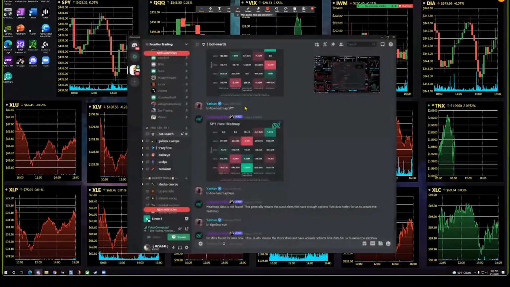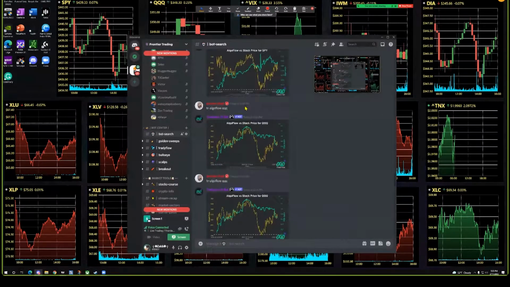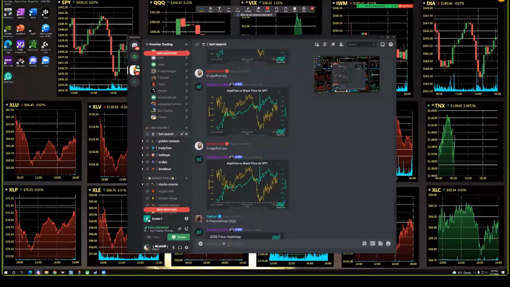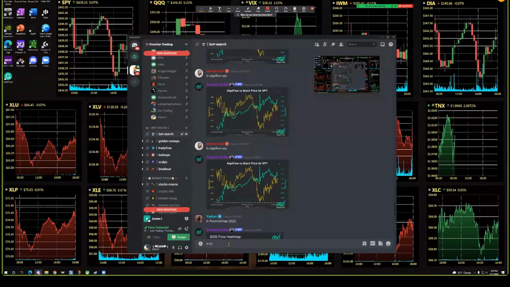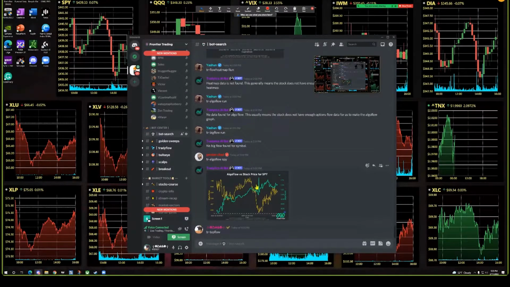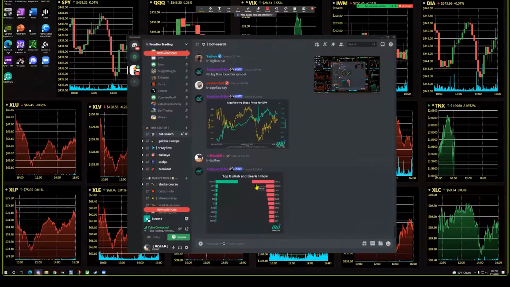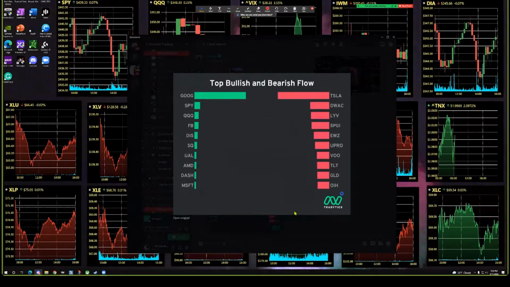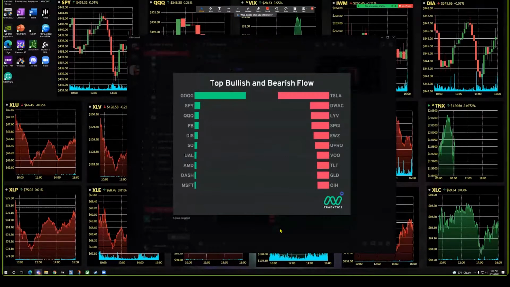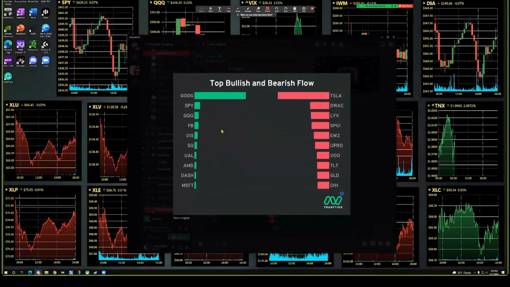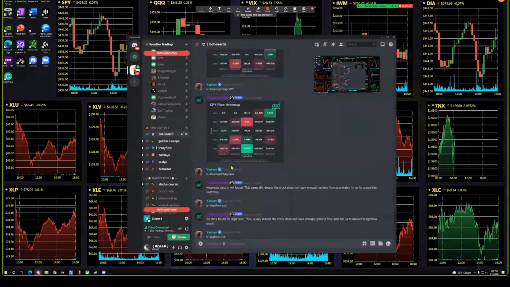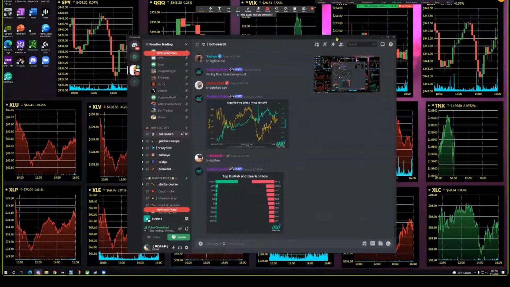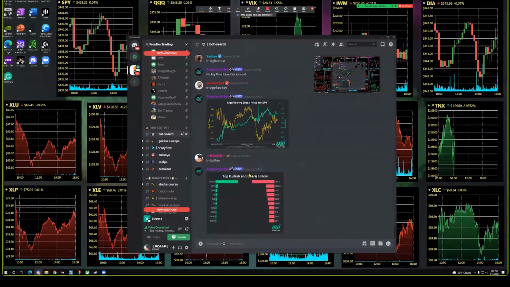Then the other one, which we will do, is this thing right here, which you search up as TopFlow. This is the TopFlow bullish versus bearish option trades that have been taken and held on specific stocks. So those are the three things we're going to talk about. Everything else, you guys can go ahead and watch their videos. These guys are pretty big, so they do have a YouTube channel.